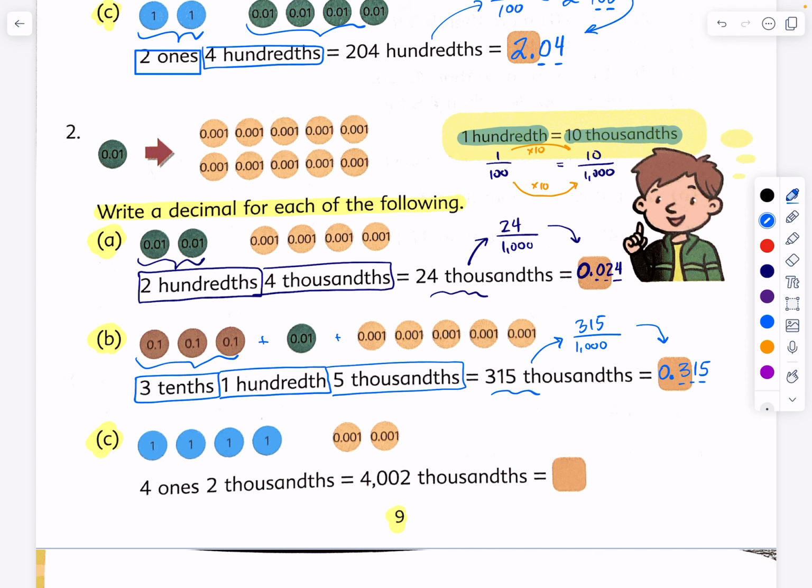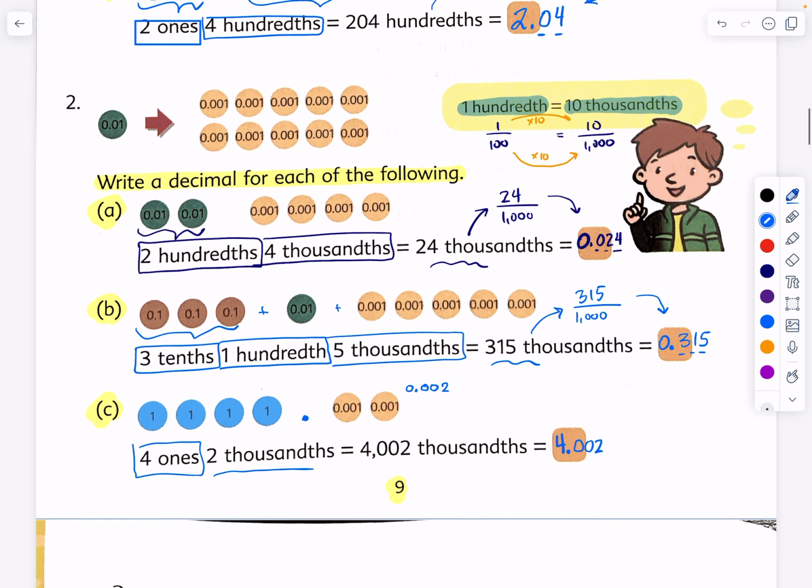And final example on page 9, we have 4 ones, followed by 2 thousandths. Okay, we have this decimal point separating the wholes and the fractional pieces. So 2 thousandths, we would write them as 0.002. So of course we have 4.002, or we would say 4 and 2 thousandths.